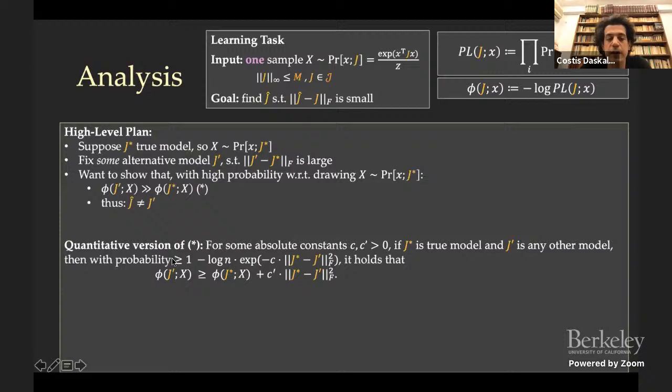So quantitatively, here's what we show. For some pair of constants, if J star is the true model and J hat is some other candidate, then with good probability, one minus something that depends on the distance of the two models, the minus log pseudo likelihood on J prime is bigger than at J star by at least the Frobenius norm squared between the two models. So this is what we show.